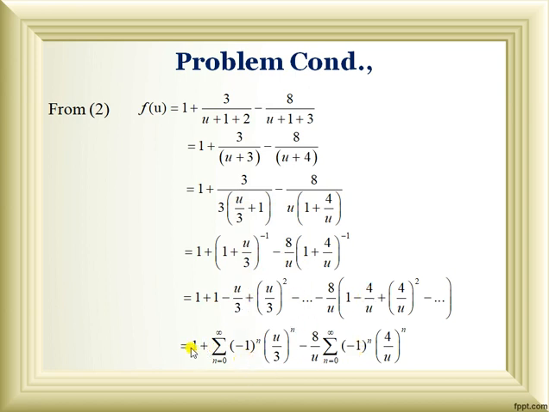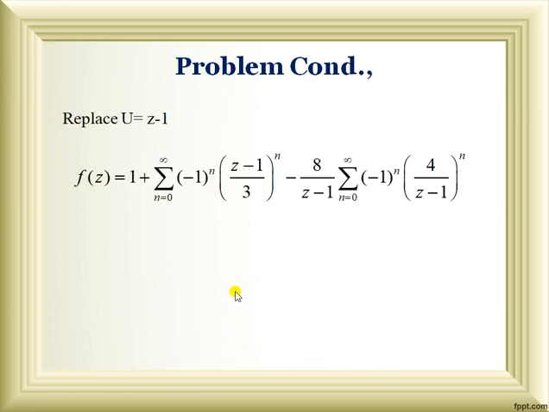I will get f of u is equal to 1 plus summation 0 to infinity minus 1 power n u by 3 power n minus 8 by u summation varies from 0 to infinity minus 1 power n 4 by u power n. Now at finally we need to use u is equal to z minus 1. Initially we have taken u is equal to z minus 1, that's why I'm replacing in the final answer u is equal to z minus 1. I will get the final answer f of z equal to in this way.